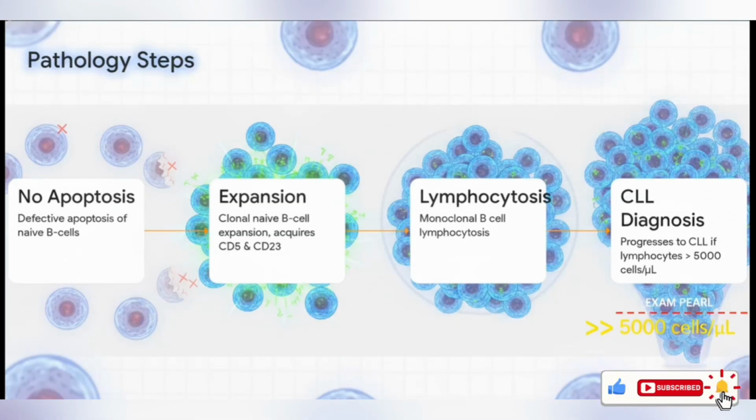But pathology में क्या होता है? Let's walk through this step by step. Step 1. There's defective apoptosis. ये cells मरते ही नहीं हैं. Instead, there's a clonal expansion of these naive B cells. And here is the high-yield turning point. They abnormally acquire CD5 and CD23 markers. This leads to a state called monoclonal B-cell lymphocytosis. अब ध्यान से सुनो. When does it officially become CLL? Only when the lymphocyte count crosses 5,000 cells per microliter. Remember this cutoff. Strictly greater than 5,000.